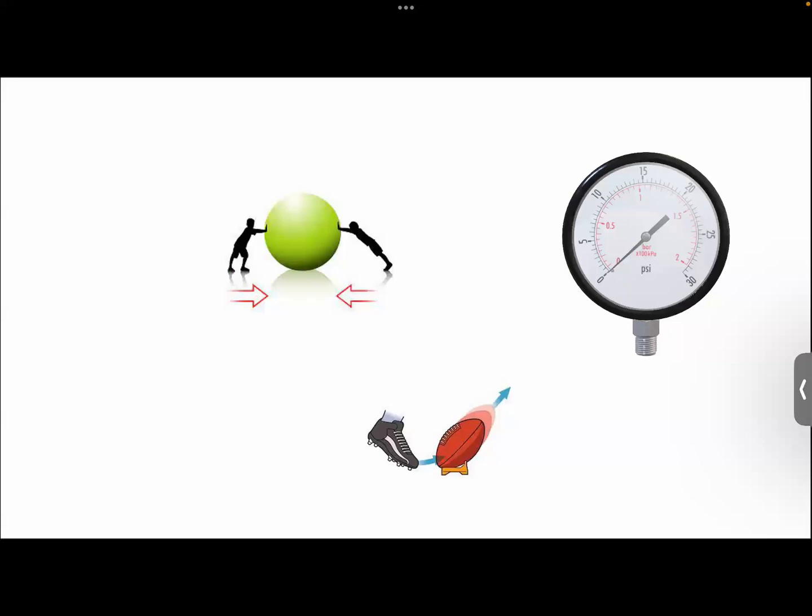The chapter which we are going to begin today is Force and Pressure. Right.